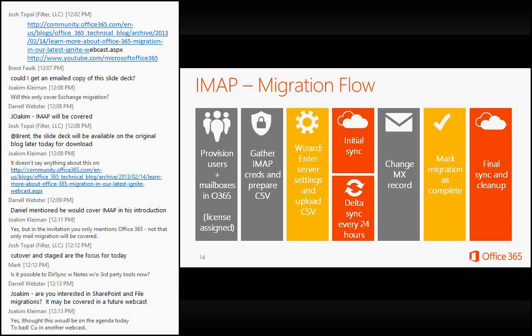And then we can update the MX records to mark the migration as complete, and we'll migrate all the remaining data that's arrived on-premise. You then do the final sync and cleanup, and everything's completed and flipped over to Office 365. So once you move the MX record, all mail gets delivered directly into Office 365 as opposed to your on-prem IMAP server.